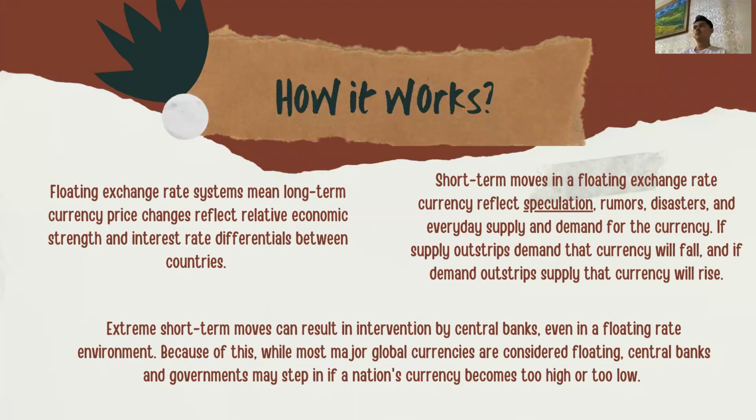Okay, so how does the floating exchange rate work? The floating exchange rate system means long-term currency prices change to reflect relative economic strength and interest rate differentials between countries. Short-term moves in a floating exchange rate currently reflect speculation, rumors, disasters, and everyday supply and demand for the currency. If supply outstrips demand, that currency will fall, and if demand outstrips supply, that currency will rise.